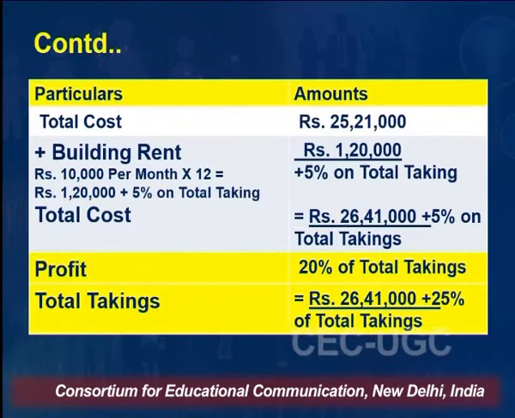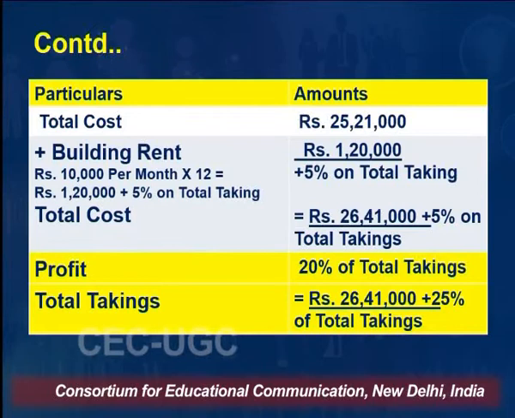Now we are going to calculate the cost. Total cost comes to be 25,21,000, which is reported in the question. For building rent, the question is saying that the charge is 10,000 rupees per month, and since in a year we have 12 months, we shall be paying 1,20,000 rupees on account of building rent.